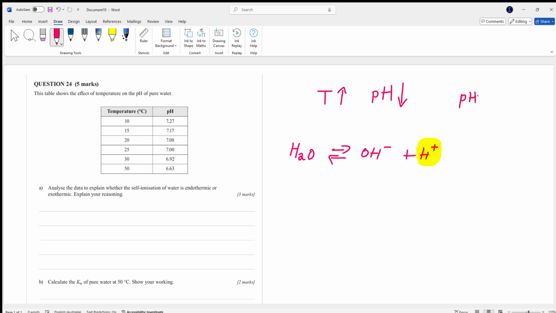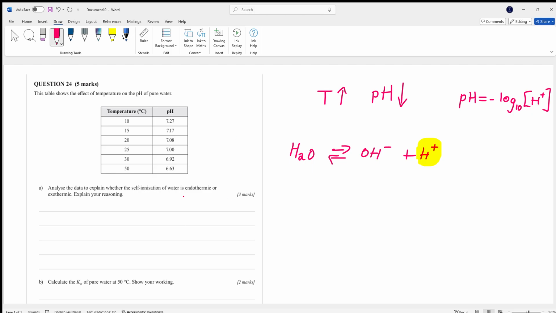pH is negative log 10 of the H plus. The more H plus you have, the lower the pH is going to be, because it's more acidic. If you increase the H plus, it lowers the pH because it makes it more acidic. That is important in this discussion because temperature is affecting it.